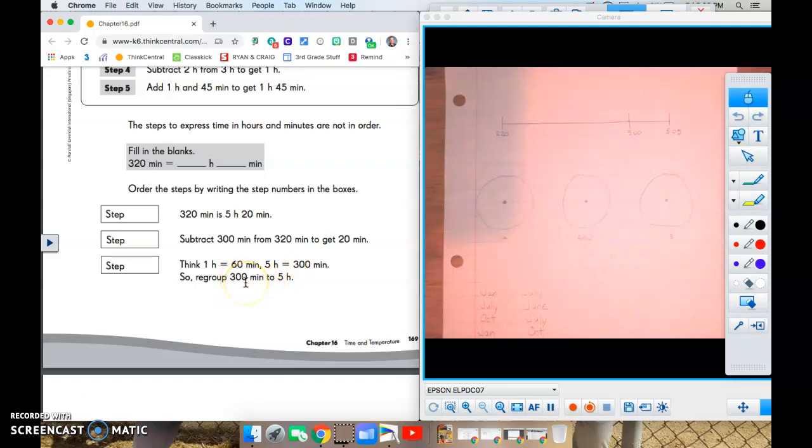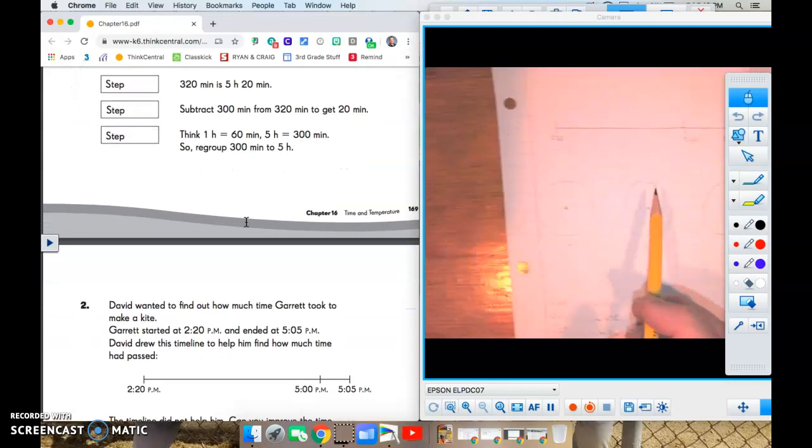Notice that's 300, though, and we have 320. So step 2 would then be to subtract the 300 minutes from that 320 to get 20 minutes, okay? So we have our 5 hours, and now we have our 20 minutes, and that is step 3. 320 minutes is 5 hours, 20 minutes.